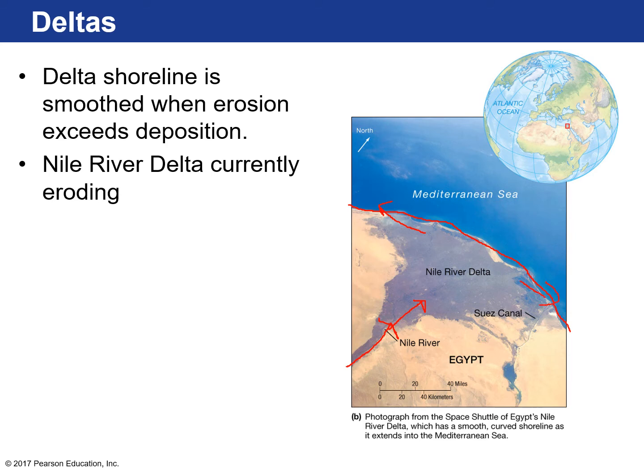The reason for that is that a number of areas on the Nile River have been dammed, and so they've impeded the natural flow of sediment into the Mediterranean. So that's why the Nile Delta looks a little different. In fact, it's currently eroding.